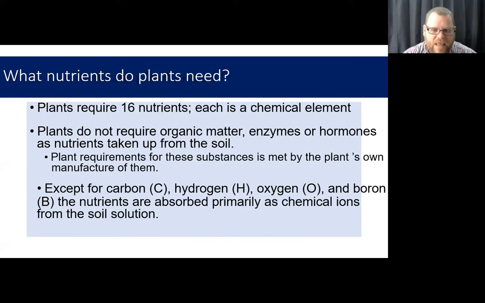There's 16 nutrients that plants must have, and each one of these is a chemical element, and each one is found on a periodic table. Plants do not require organic matter, enzymes, or hormones as nutrients taken up from the soil. So all of those things can be made by the plant. So for example, that's why we can do hydroponics, because the nutrients are there, but the organic matter, the soil media, is not necessarily a requirement, just that the nutrients being available are a requirement.